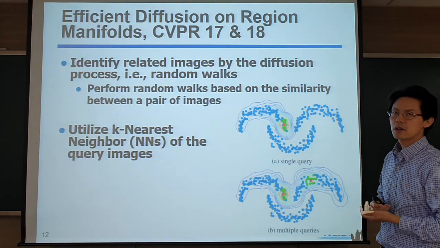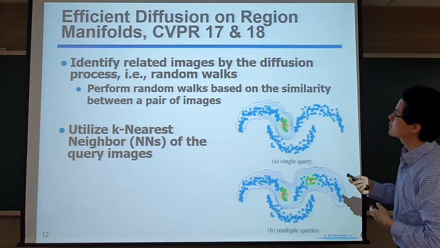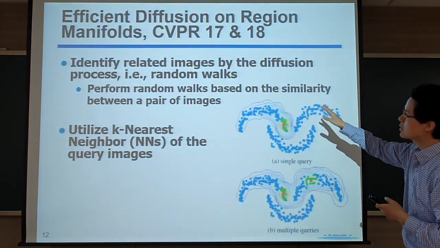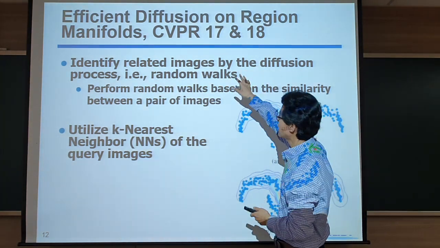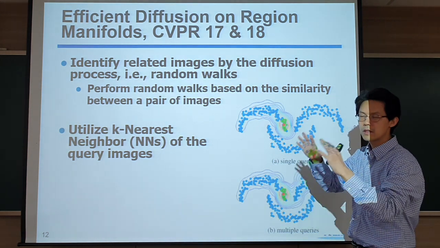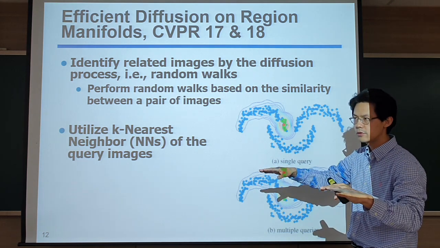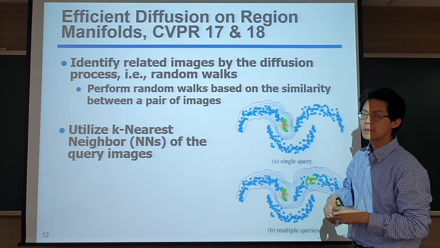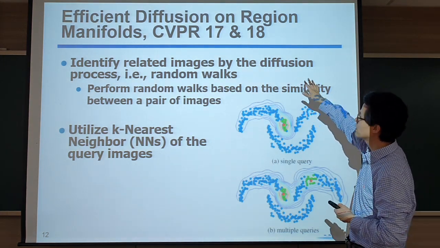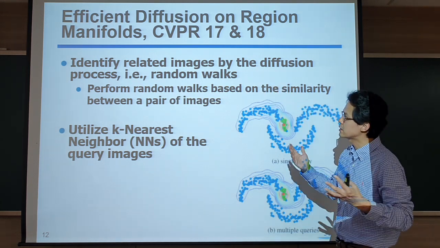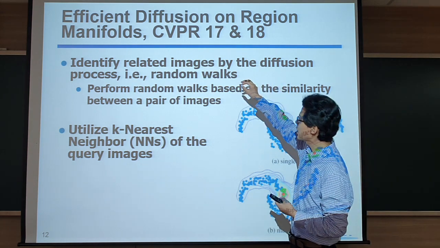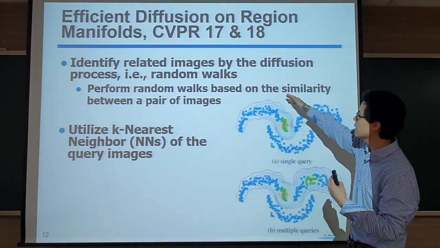Also, some recent techniques take one more step along that line. This has the name of efficient diffusion on the region manifold. It looks very different from query expansion, but in a way it's a very similar idea. Basically, you want to identify related images by a diffusion process. Diffusion is like when there is certain energy, and that energy propagates through a certain medium. For the case of heat, the propagation process can be described by diffusion. But here the diffusion process can be explained by random walk, as with the random walk at the molecular level in science. Based on that approach, we perform a random walk based on the dissimilarity between a pair of images.